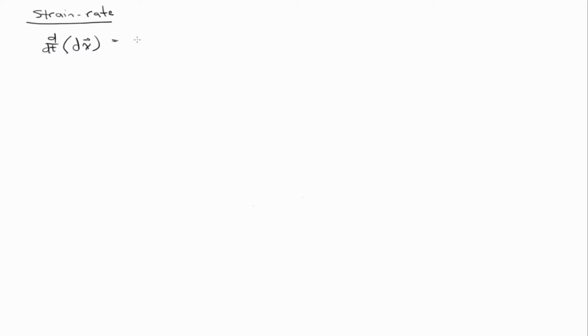Well, if we move the d inside, that would be like dx dt, right? x is a position vector in the current configuration, so we take the time derivative of that. What would we call that? The velocity, right? So normally we'd call this the velocity vector. So we can kind of write this like dv.